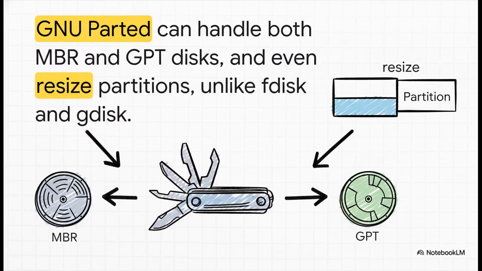But if you want the real Swiss Army knife of partitioning, you need to know about GNU Parted. This tool is a powerhouse. It can handle both MBR and GPT disks, no problem. And its killer feature? It can actually resize partitions, which is something fdisk and gdisk just can't do. It's an incredibly useful utility to have in your back pocket.